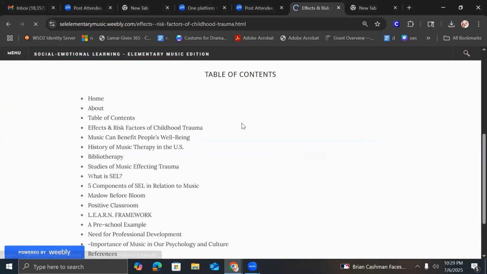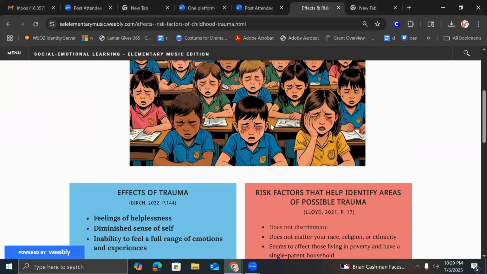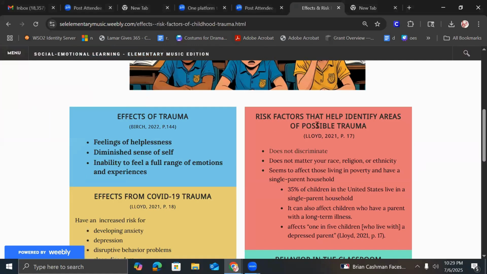There are many risk factors of trauma that we can be aware of. With trauma, there's feelings of helplessness, they have a diminished sense of self, and they have an inability to feel a full range of emotions and experiences. And in the elementary classroom, emotions and experiences are what we really focus on, and having empathy for others.